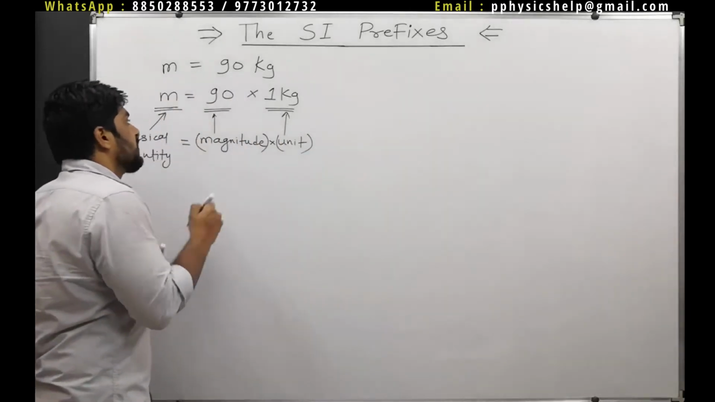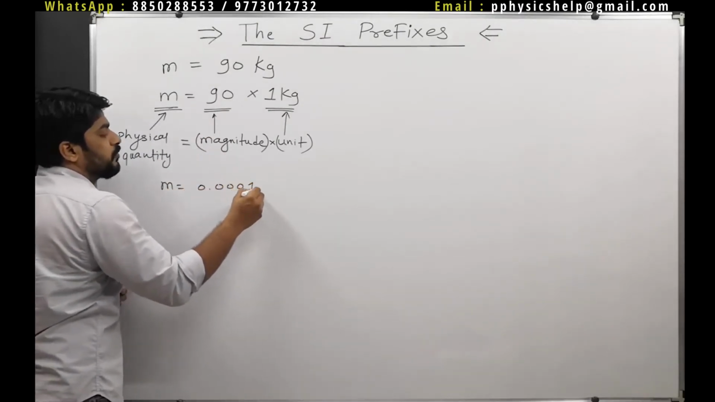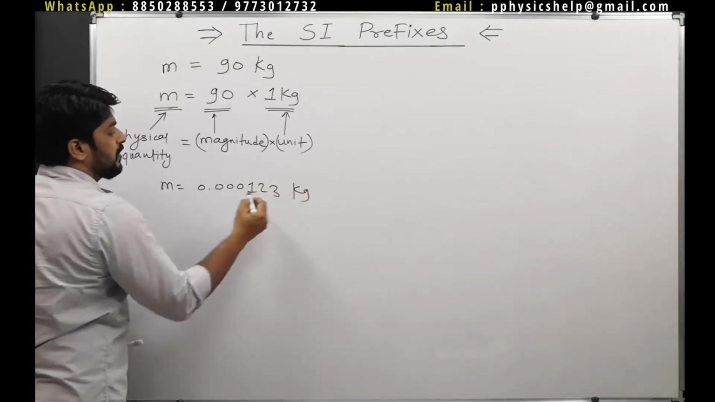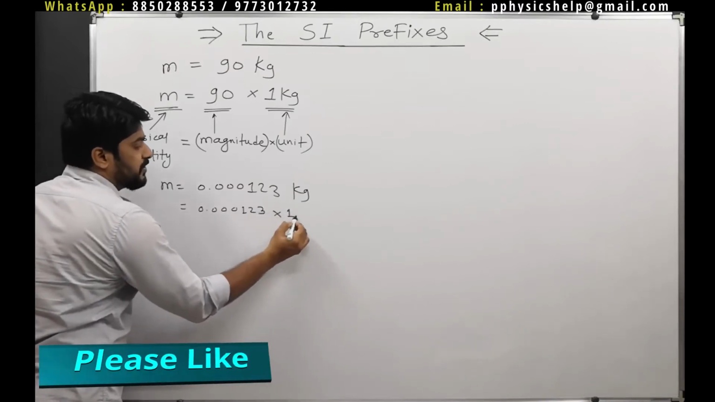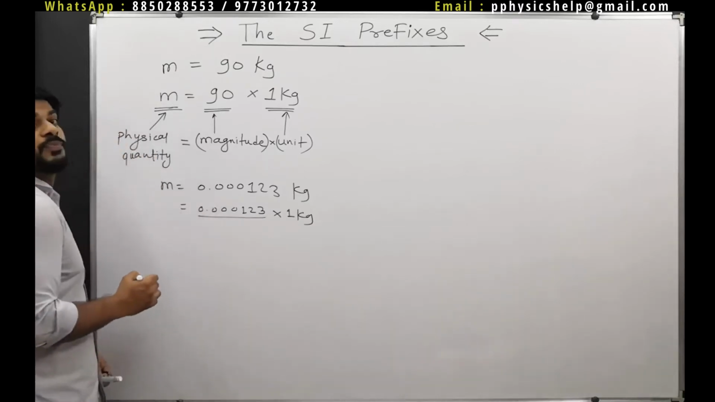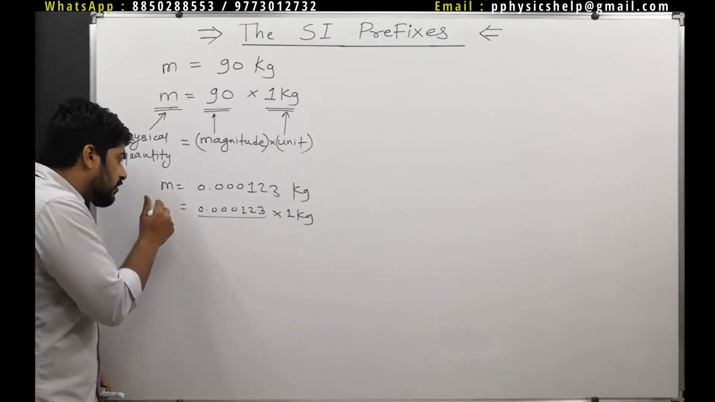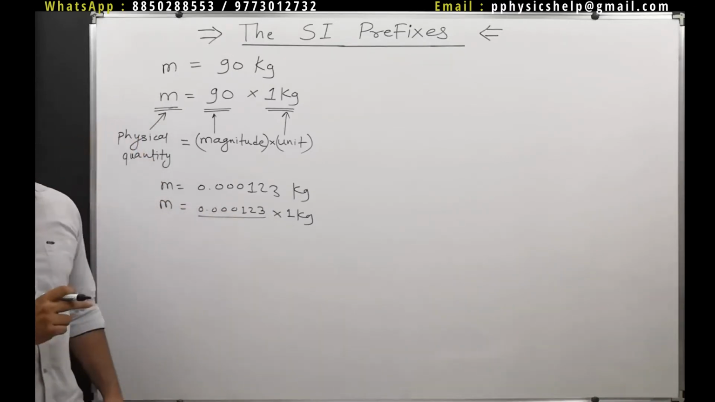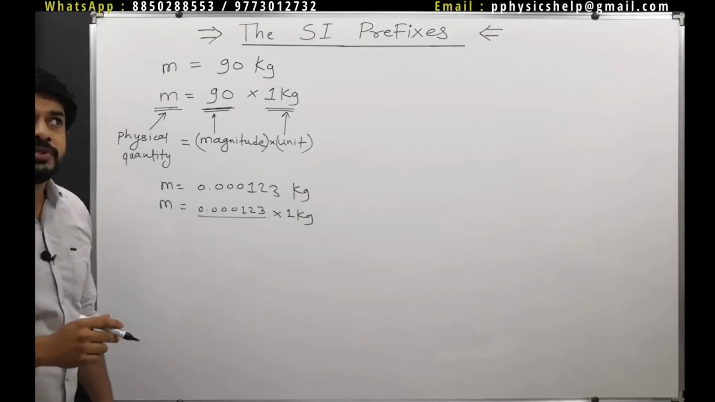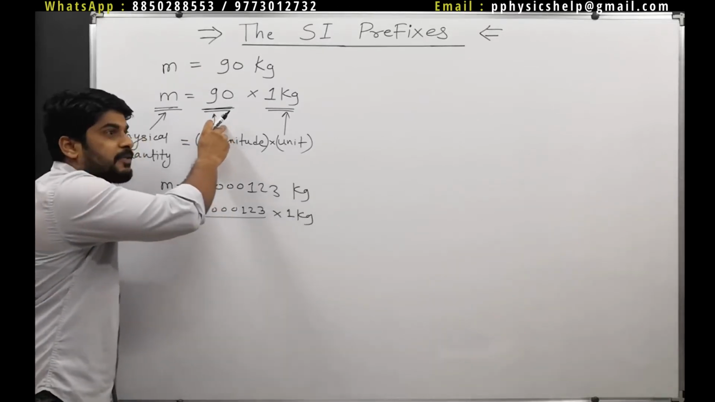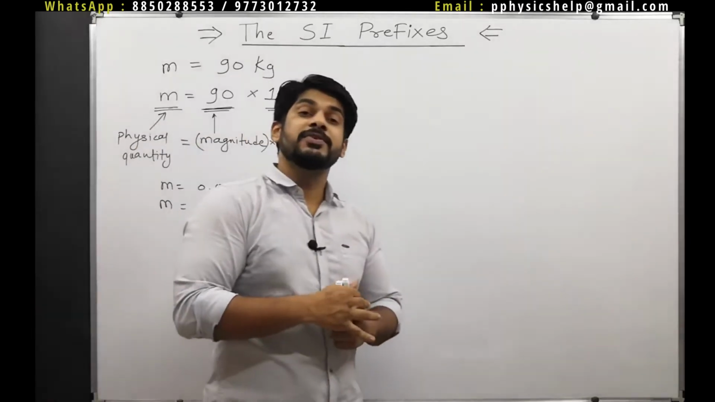For example, if I say something like this, let's say mass is 0.000123, something like this, kg. Now you can see here it is 0.000123 times 1 kg. You can see this is the magnitude, and this magnitude tells me that the mass is very small, isn't it? Here you can see this is about 90. So this number tells me that yes, it is big, isn't it? So that means these magnitudes are very important properties of any physical quantity.